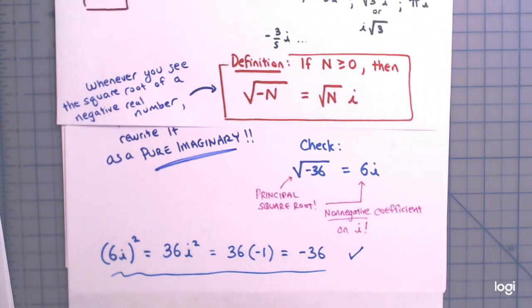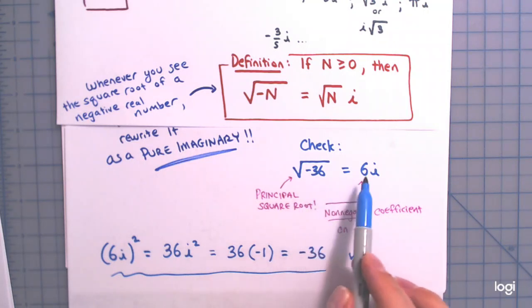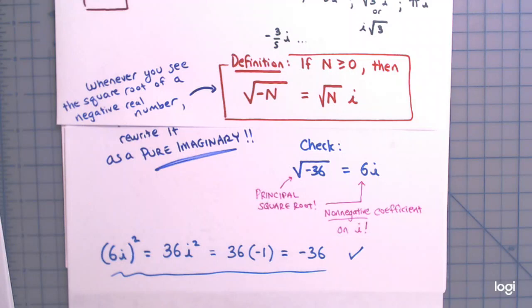All right, so I'm not going to do this with every single example, but if you want to check whether some number is a square root of another number, just square that number. Do you get the radicand back? 6i squared is indeed negative 36.